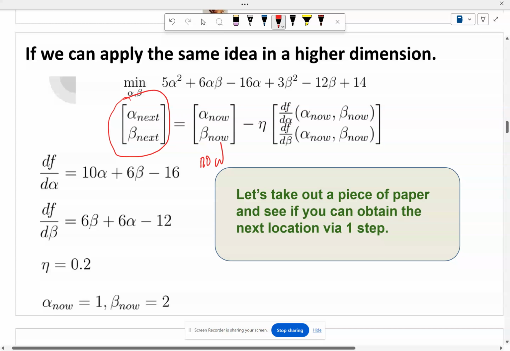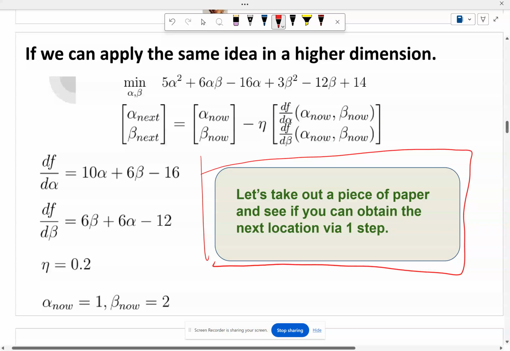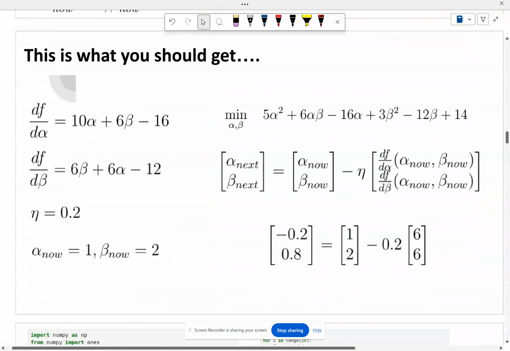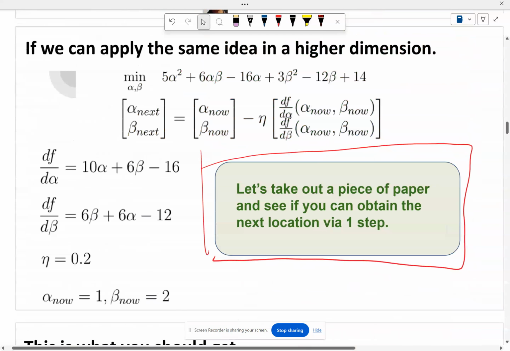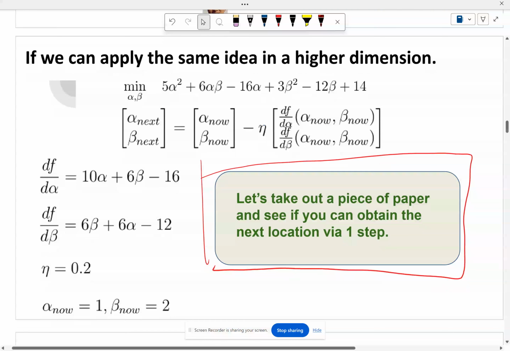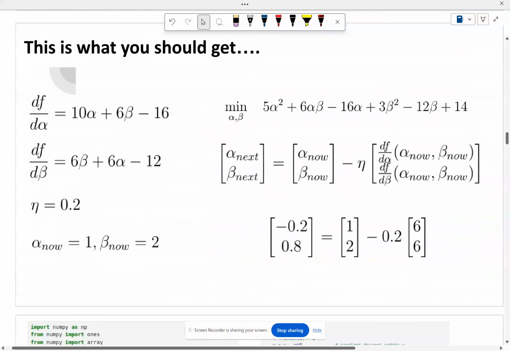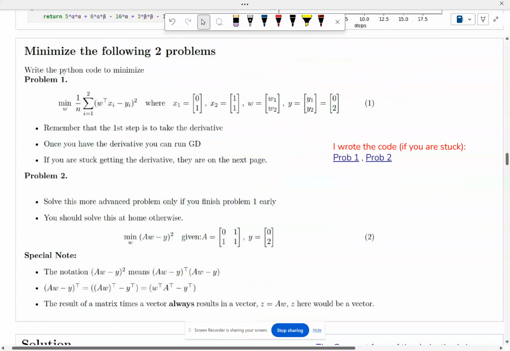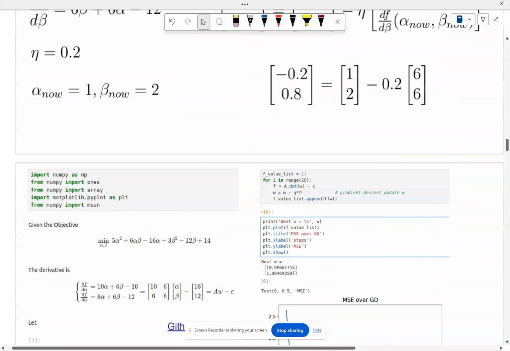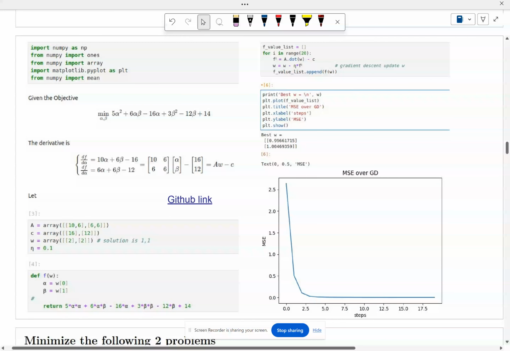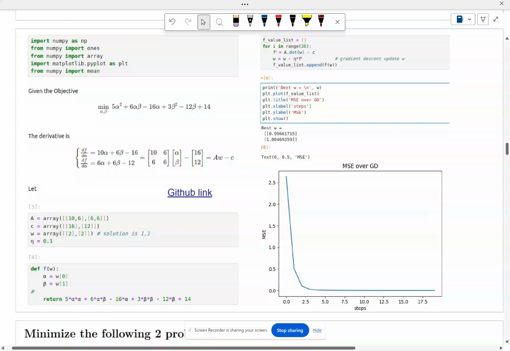Okay, so I want you to pause the video and essentially see if you can solve this, to see if you can reach the next step. The solution is in the next page. Okay, pause the video because we're going to move on. Okay, here's the solution. Okay, so over here, that was the problem we just solved.